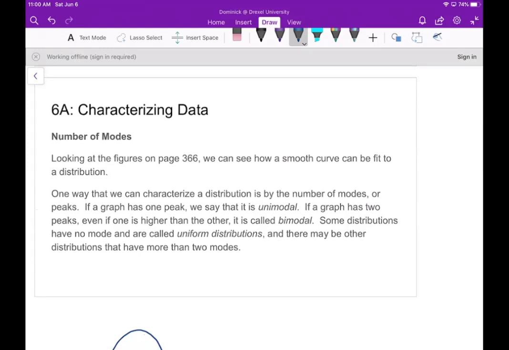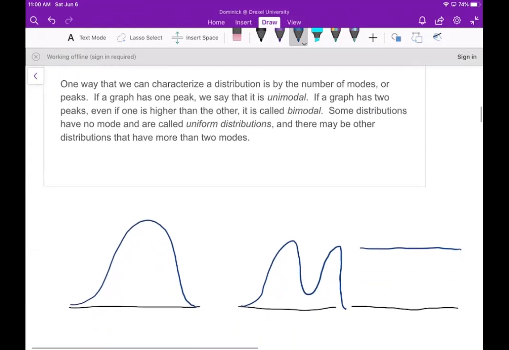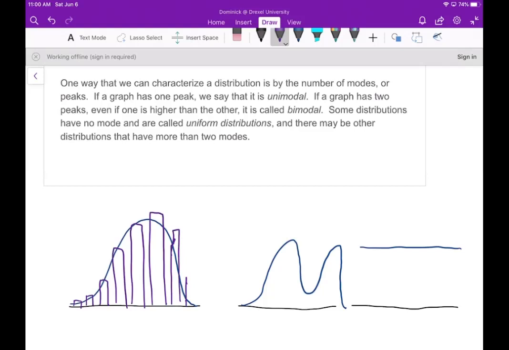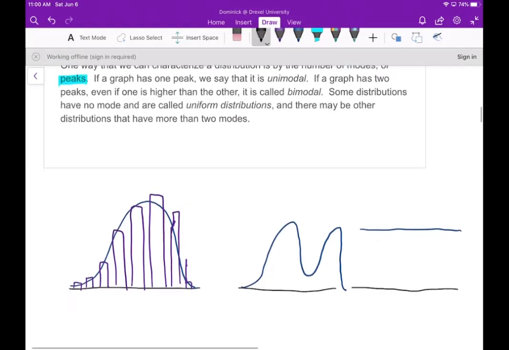Right? Now, one way that you can characterize a distribution is by the number of peaks. For example, you could have bars that are representing the general trend of this data, and that would be an example of fitting a curve to it. All right, so something like that. But anyway, we can characterize a distribution by the number of modes or the number of peaks that it has. Right? So if a graph has 1 peak, we say that it's unimodal.